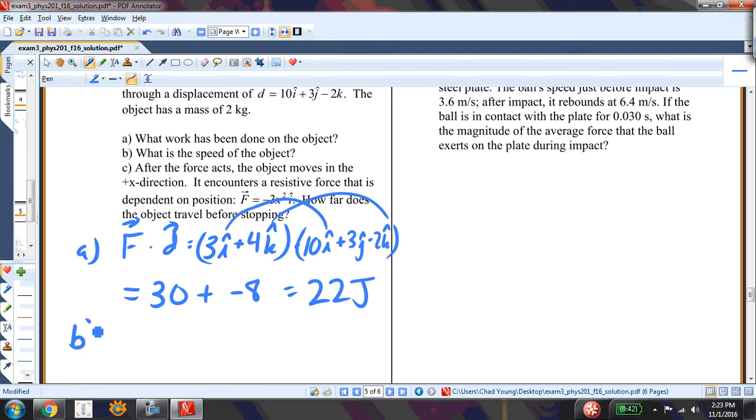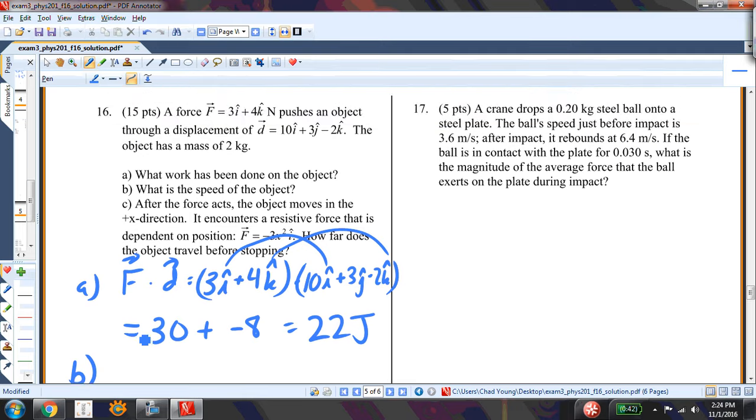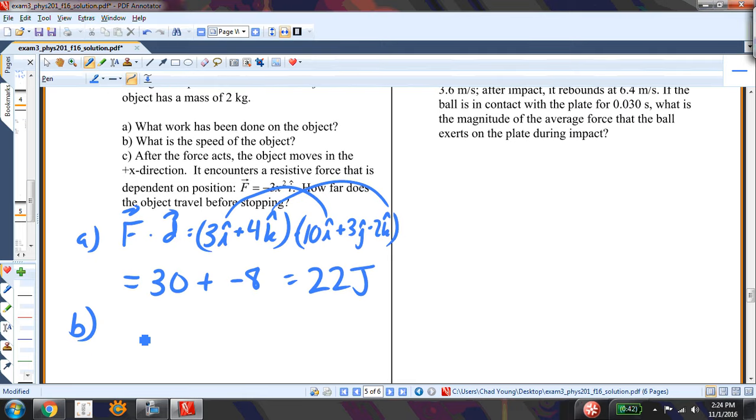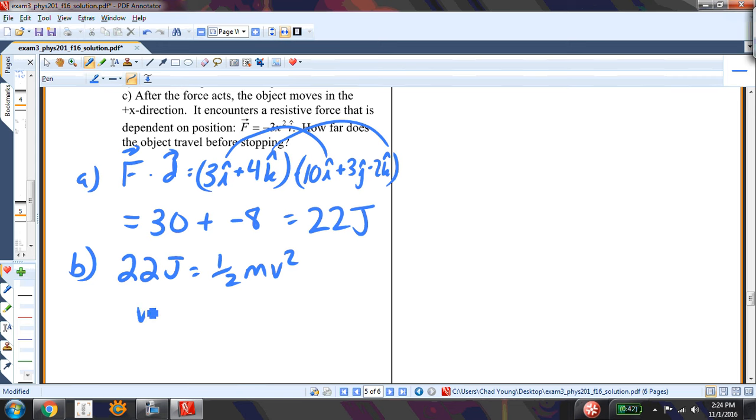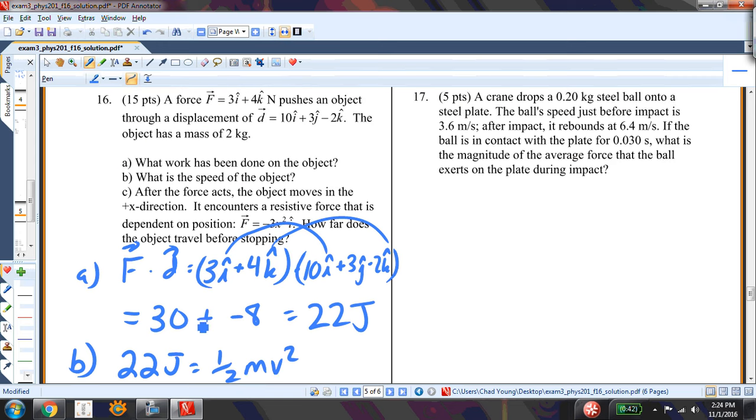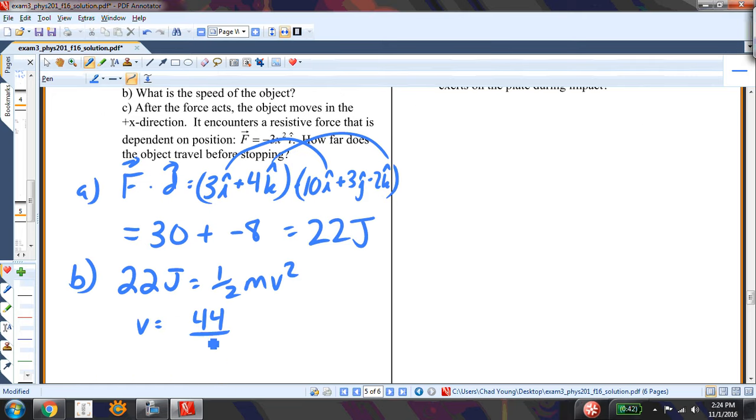The speed of the object, part B. The speed of the object, if it does that much work, it goes into kinetic energy. 22 joules equals 1/2 mv squared. So solving that for V, 44 divided by the mass, which is 2 kilograms. Take the square root of that. That's square root of 22, which is 4.7.